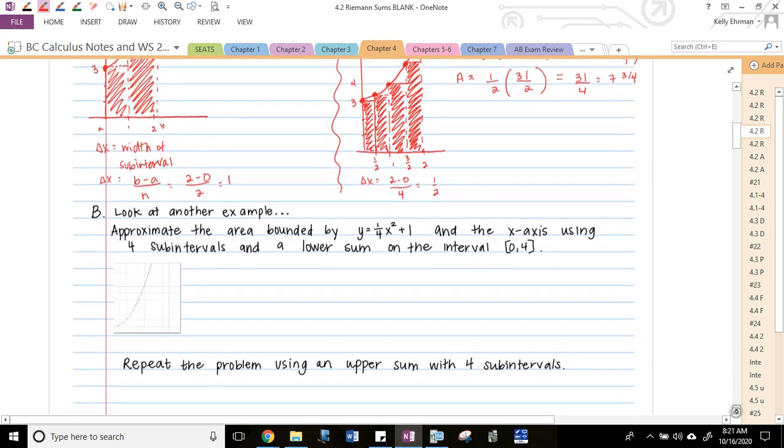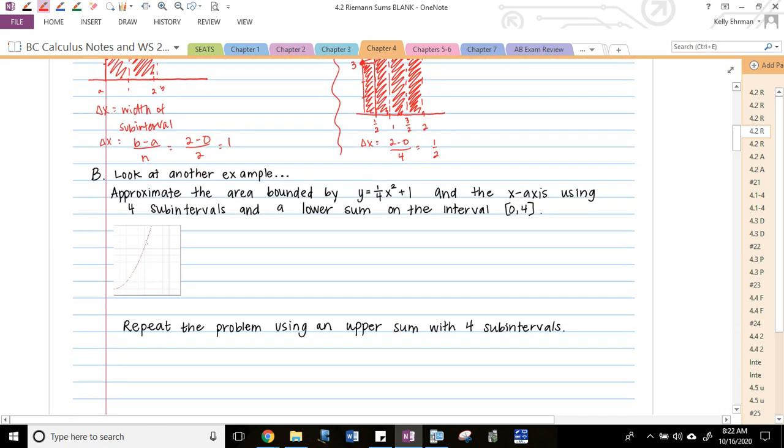So let's look at another example, a different graph. This graph might not be popping up very well on your notes, but approximate the area bounded by y equals 1/4 x squared plus 1 and the x-axis using 4 subintervals and a lower sum on the interval 0 to 4. Okay, so the curve is right here. I do not know if you can see this, or maybe I've deleted it from the blank copy, but at 0, there is a point at 1, and we're supposed to go out to 4. 1, 2, 3, oh my gosh, 1, 2, 3, 4, I think is right here.